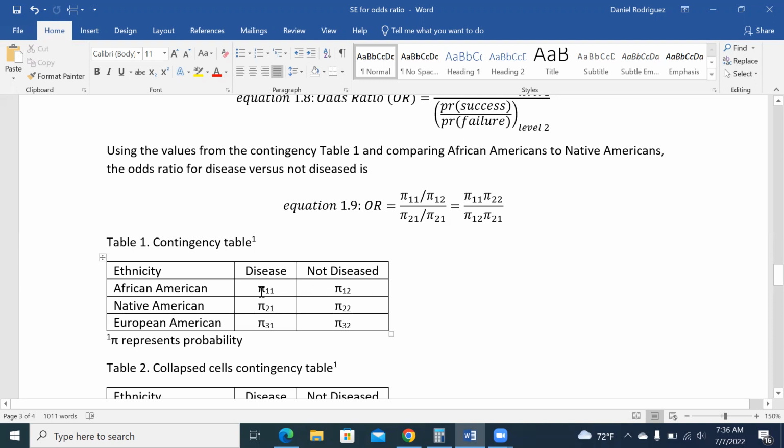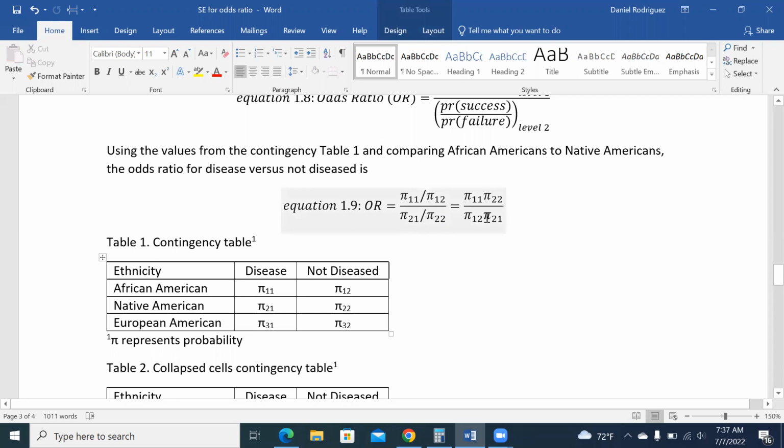So the odds ratio would be the ratio of these probabilities. Remember, the probability of success divided by the probability of failure. In this case, we're comparing African Americans to Native Americans. Now, in terms of statistics, success is getting whatever you're looking for. Obviously, having a disease is not a success from a qualitative perspective, but from a statistical perspective it is. So it's pi 1 1 divided by pi 1 2, and then for Native Americans, we've got pi 2 1 divided by pi 2 2. I like all the little errors. Actually, I don't, but that's part of life.